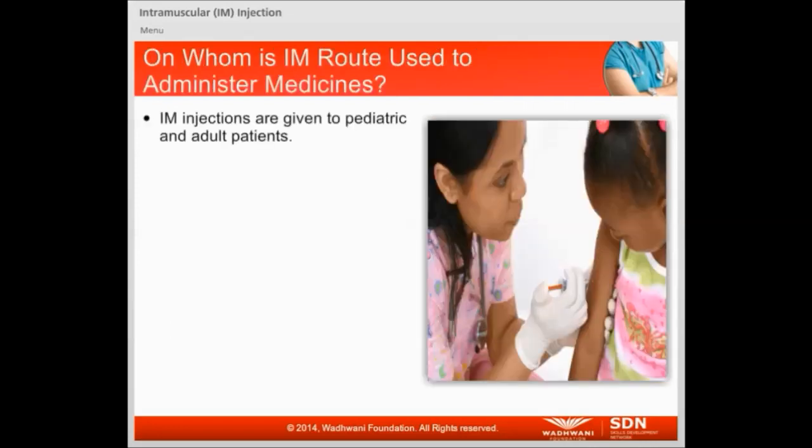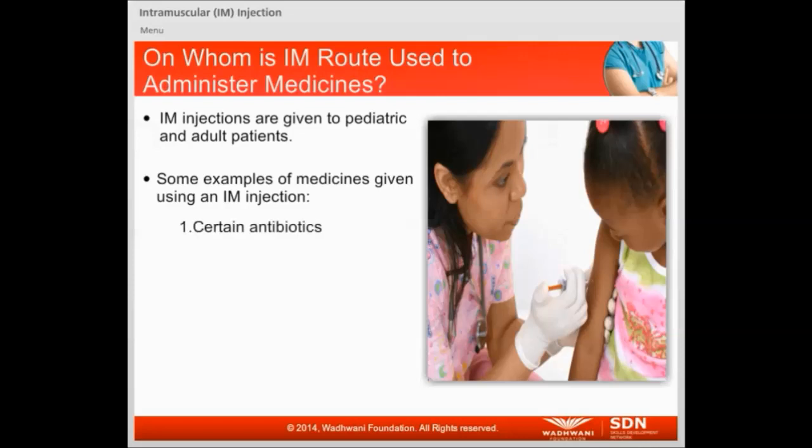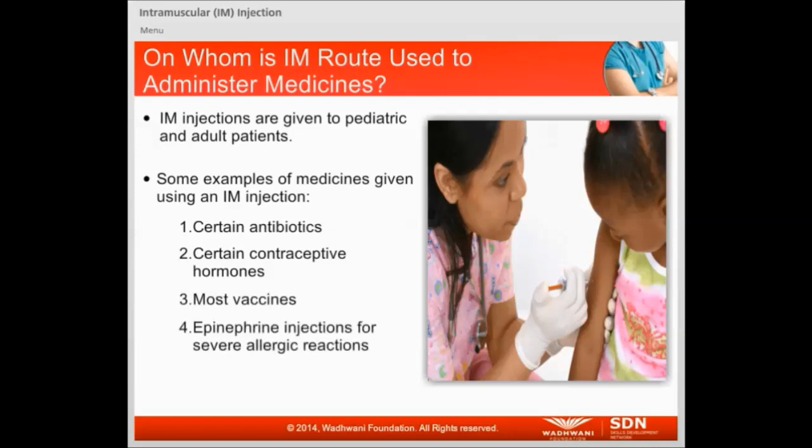IM injections are given to pediatric and adult patients. Some examples of medicines given using an IM injection are certain antibiotics, certain contraceptive hormones, most vaccines, and epinephrine injections for severe allergic reactions.